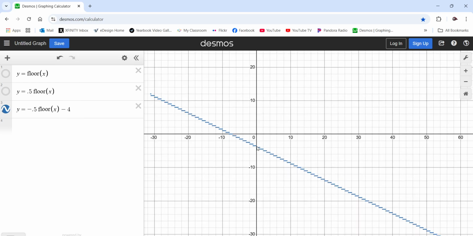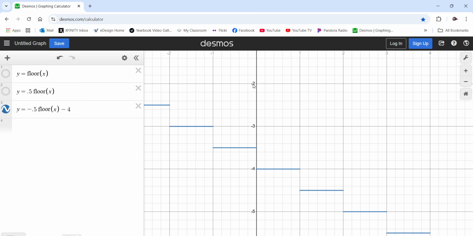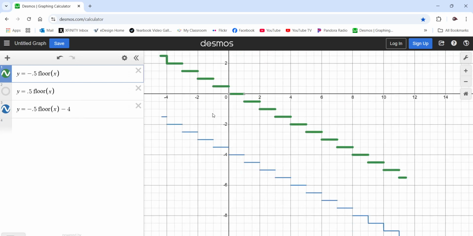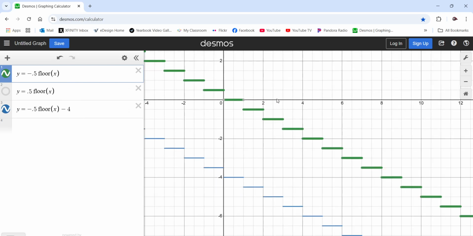The 0.5 means you just have a half a step in between each one. And the minus 4 means what? You're just starting at negative 4. So let's make this negative 0.5, but not do anything on the end here. Do you see that? The blue one looks just like the green one, except what? We just shifted everything down 4. Everybody see that? All right, so that's what's going on right there.